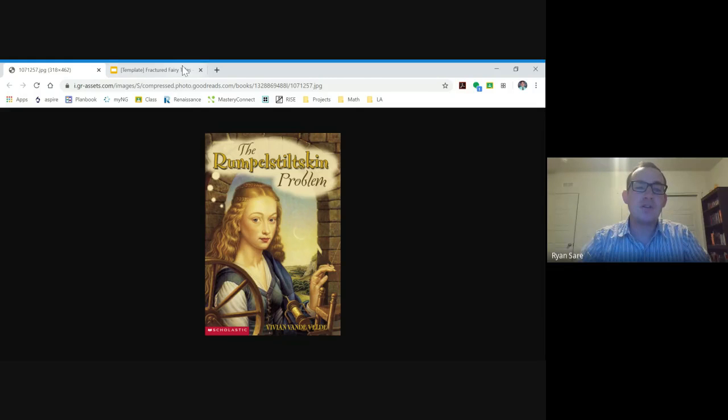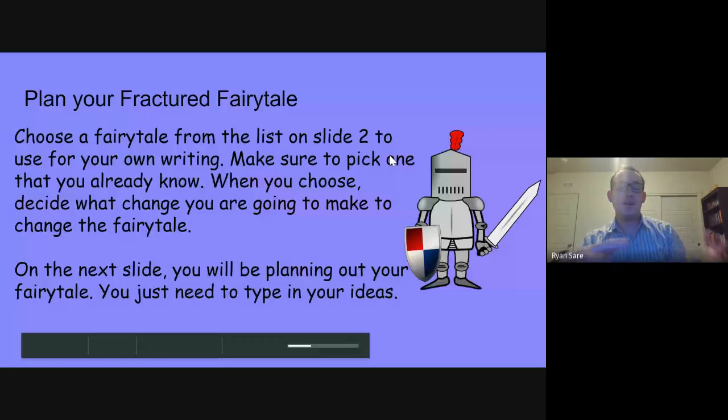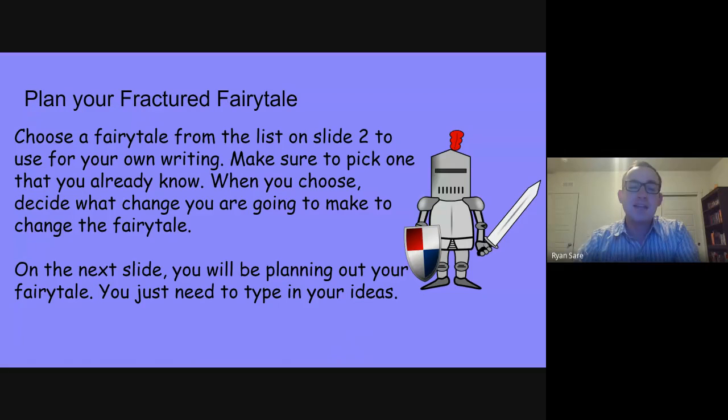Let's go ahead and switch over to what we're going to be looking at. Today we're going to be working on the next set of slides, and we want to plan our fractured fairy tale. Now, in the directions, it says to choose a fairy tale from the list on slide 2 to use for your own writing. Make sure to pick one that you already know. When you choose, decide what change you're going to make to the fairy tale. And then you can record those changes on the next slide.